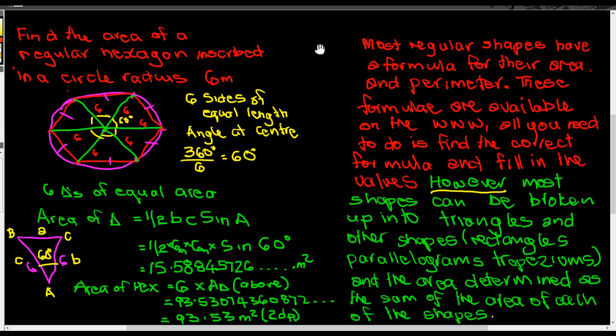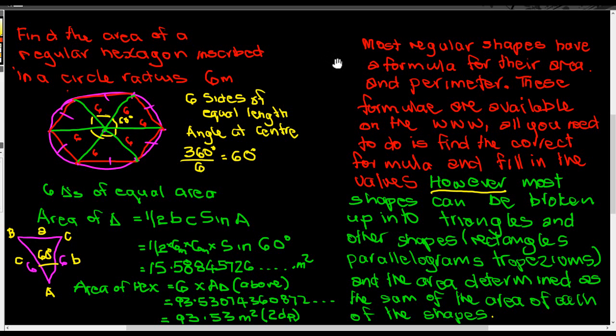So we can see there that that would be how that fits there. It's inscribed in the circle. So each of the corners of the hexagon sit on the circle, which means that the green lines that I've shown in there are all radii of the circle. They're all 6 meters long.